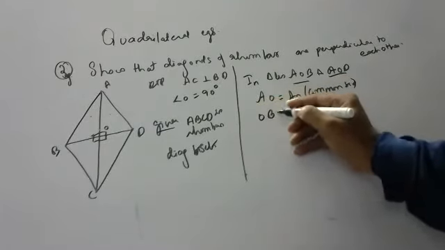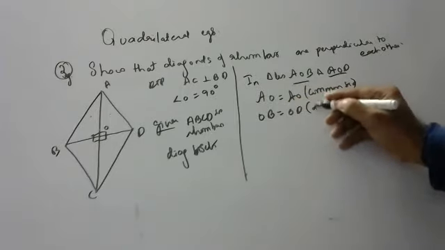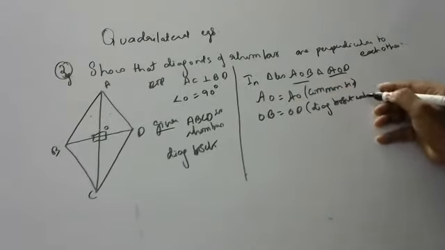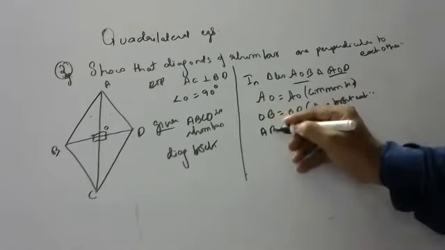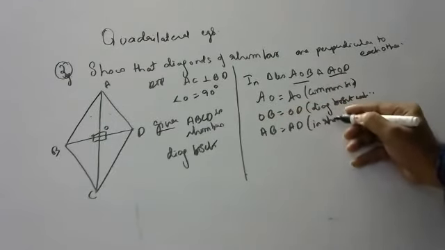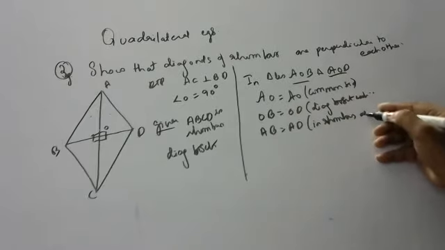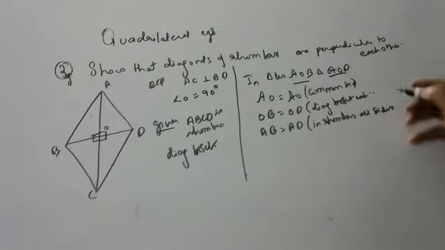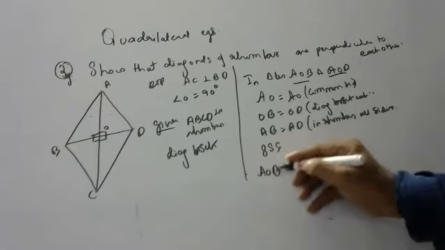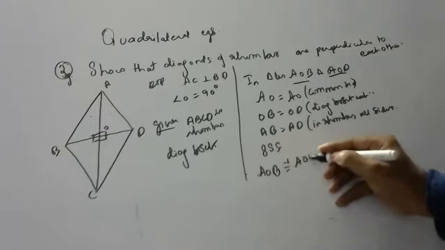OB is equal to OD. Can anyone say why? The diagonals bisect each other. AB is equal to AD. Can anyone say why? In a rhombus, all sides are equal. So triangle AOB is congruent to triangle AOD.